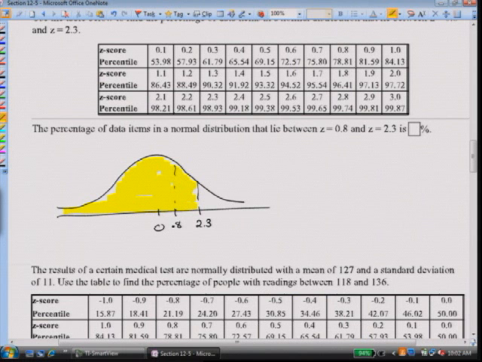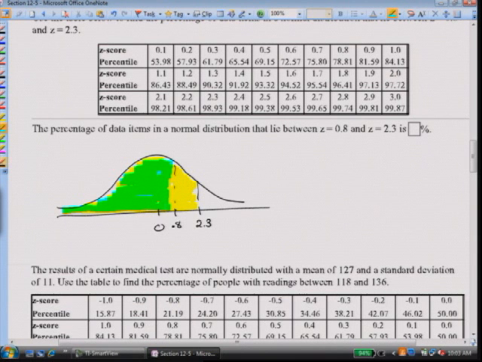But you don't want that. You only want the area between 0.8 and 2.3. But if you look at 0.8 on the table, it'll show you all the area to the left of 0.8. So if I put 0.8 in, then I'll have this. So if I just subtract the percentage below 0.8 from the percentage below 2.3, I will get the correct answer.